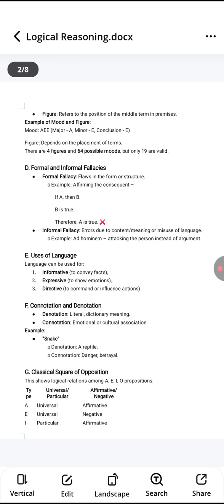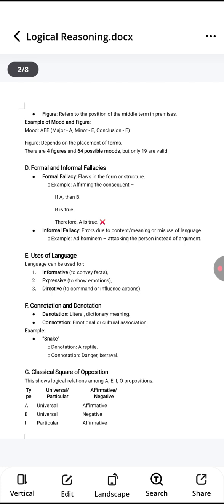Okay, and next we have the formal and informal fallacies. So basically formal fallacies means the flaws in the form or structure. For example, affirming the consequent. This is very important. What is the meaning of formal fallacies? So basically formal fallacies are the flaws in the form or structure. For example, affirming the consequent: if A then B is true, B is true, therefore A is true. Next we have informal fallacies, which means the errors due to the content, meaning or misuse of language. For example, ad hominem, attacking the person instead of the argument.